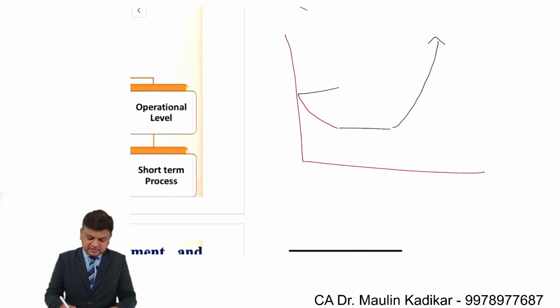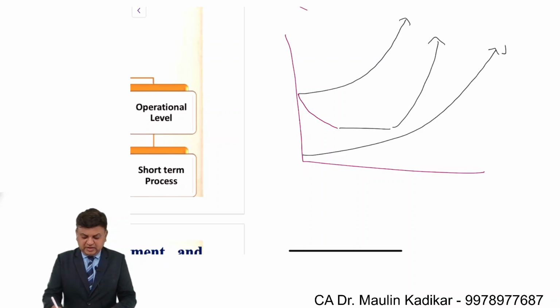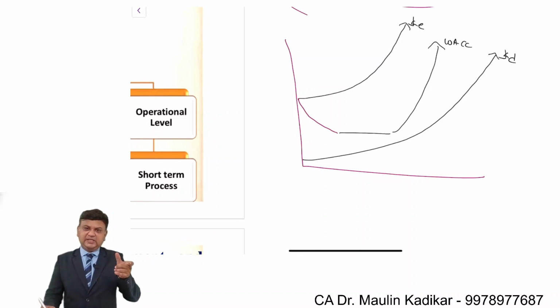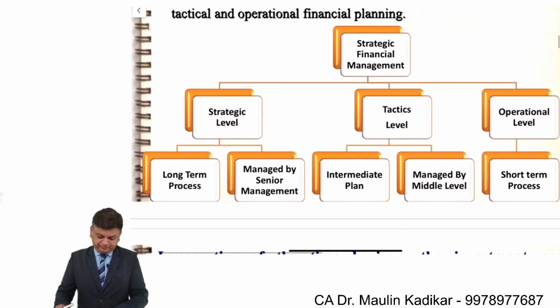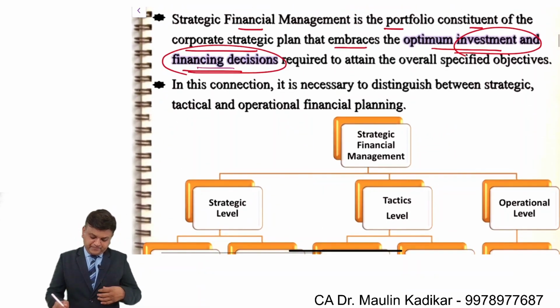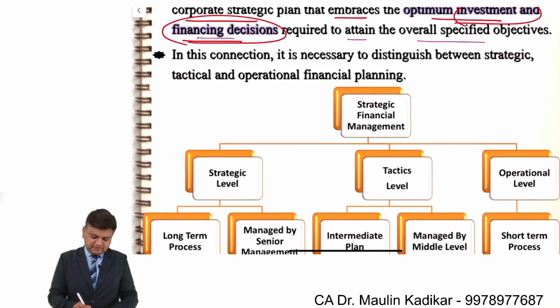Initially, the cost of equity increases at a lower rate, and the debt financiers also expect a lower rate. However, later on, the debt financiers will also expect a higher rate of return. These are the things that we have studied for the financing decision in our capital structure theory chapters. All those things are required to be considered over here to attain the overall specified objectives.